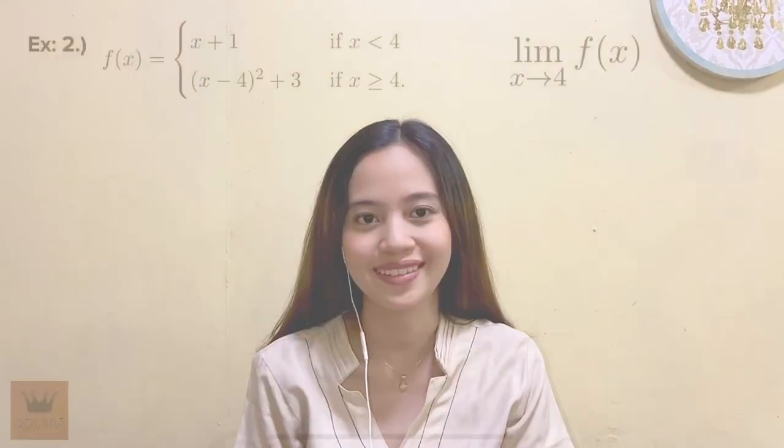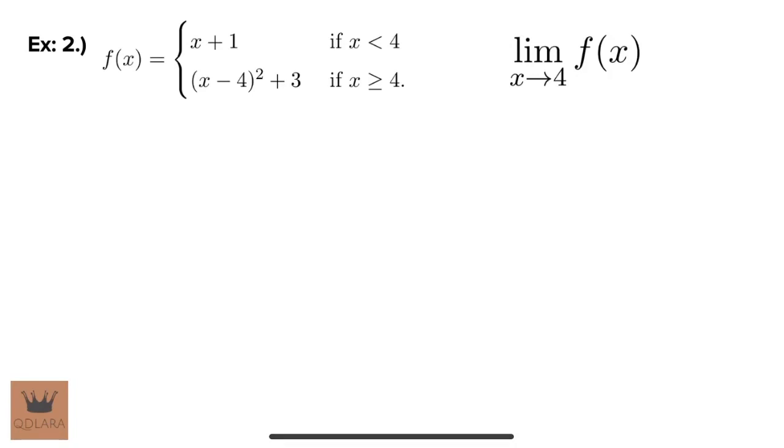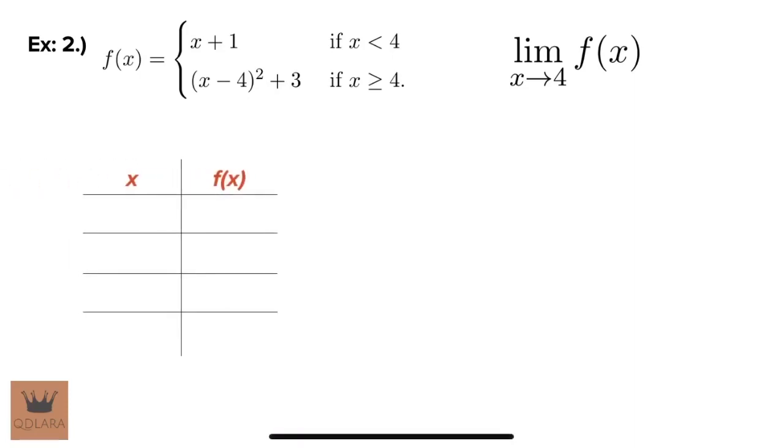We will further discuss this topic in future lessons. But for now, let's have another example, but this time, this is a piecewise function. This looks a bit different, but the logic and procedure are exactly the same. Again, we start with constructing a table of values and take numbers approaching 4 from the left side first.